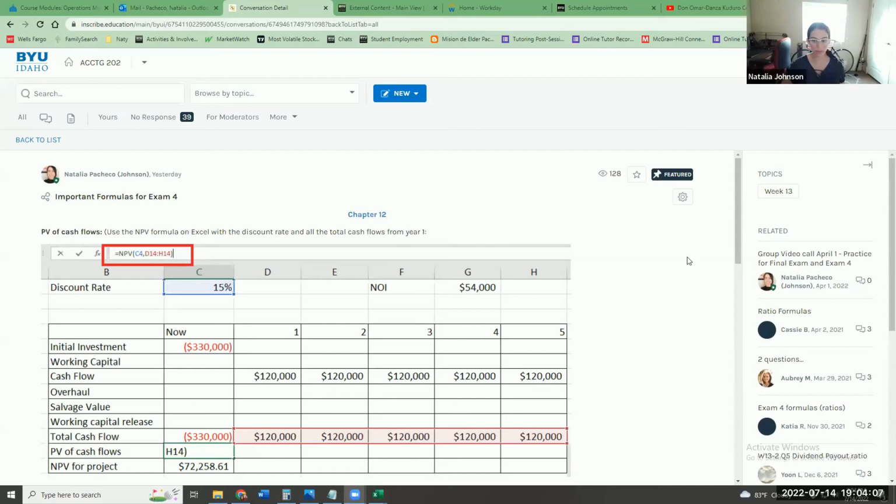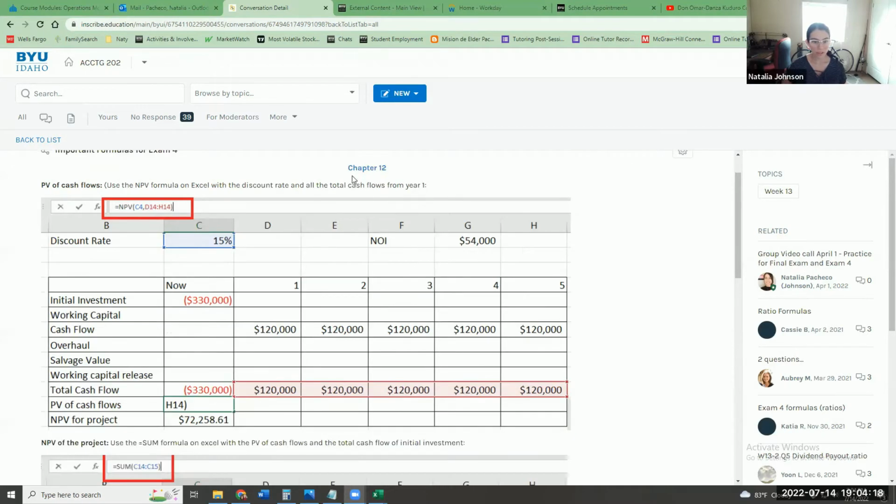Okay, so I'm going to start with these formulas right here. In case you don't know, I did this post yesterday with all the most important things that I think you should study for this exam. So for chapter 12, you need to remember how to get present value of cash flows. You can use the net present value formula, and that's the easiest way. The other ways are finding the present value for every single year and then adding them all together, or multiplying every total times the factor number and then adding them all together. But with net present value, you simply do net present value, the rate, and then you highlight all these numbers.